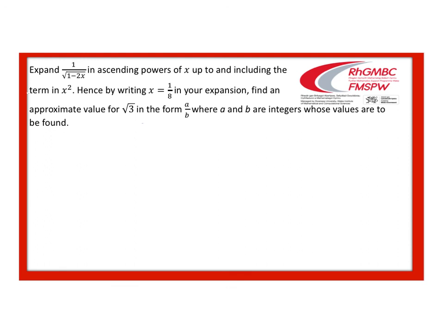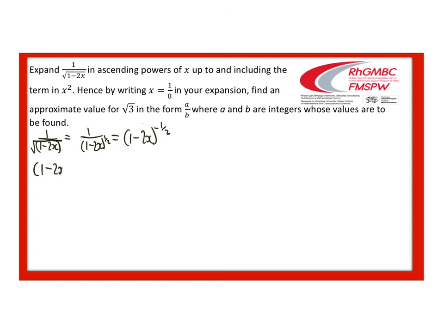So we're going to expand 1 over the square root of 1 minus 2x. This might be a little bit confusing at first, but if we think about this, this is just 1 over (1 minus 2x) to the power of a half. Actually, it's not even 1 over, because I want to use negative indices here. This is (1 minus 2x) to the minus a half. So what I want to do is expand (1 minus 2x) to the power of minus a half, and we're just going to go up to the x squared term. So let's have a go at that.